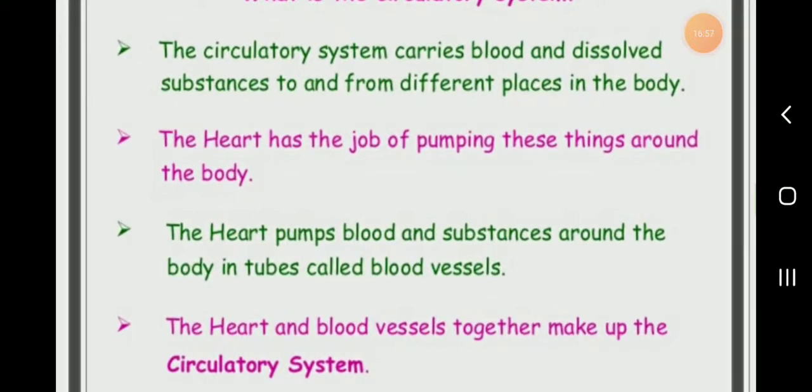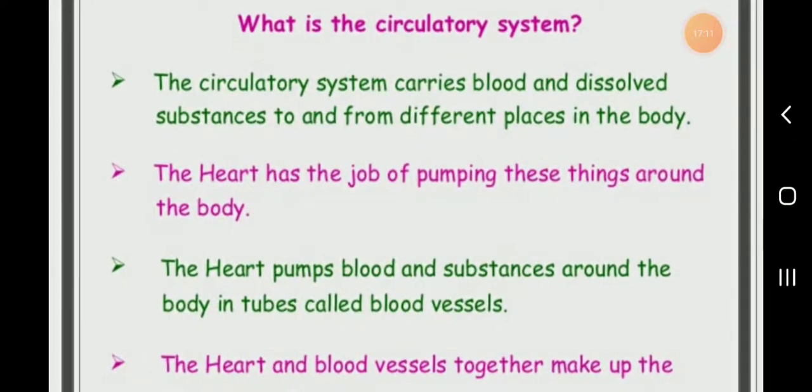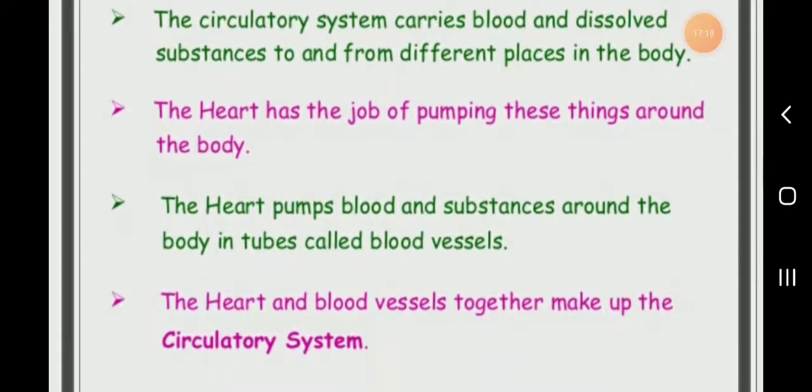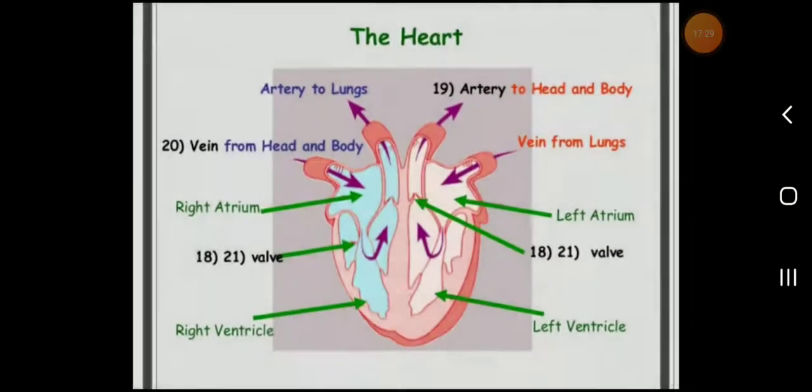Next, just to recall, students, what is the circulatory system? The circulatory system carries blood and dissolved substances to and from different places in the body. The heart has the job of pumping these things around the body in tubes called blood vessels. The heart and blood vessels together make up the circulatory system.